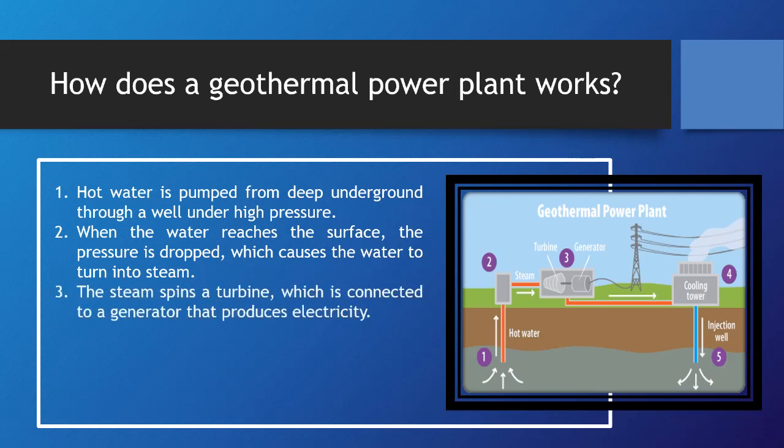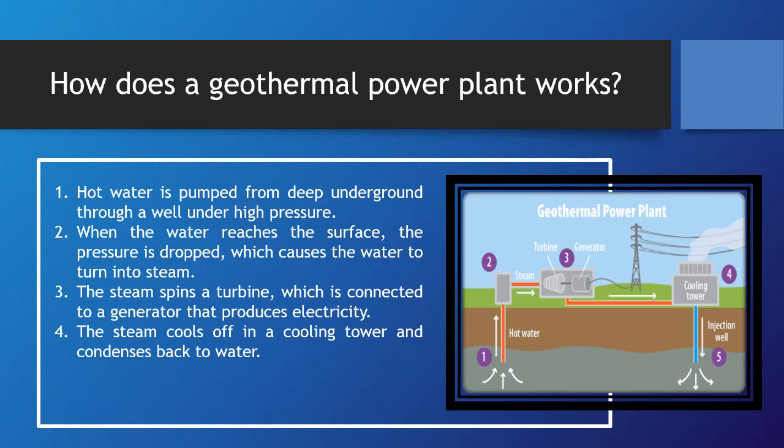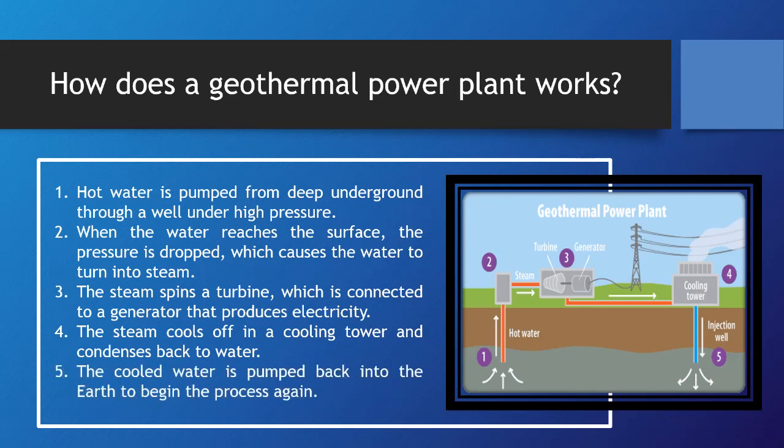The third step is that the steam spins a turbine, which is connected to a generator that produces the electricity. So it is the steam that makes the turbine move. Then it will convert the mechanical energy to electricity with the help of the generator. Fourth step, the steam cools off in a cooling tower and condenses back to water. And the fifth step, the cold water is pumped back into the earth to begin the process again. And then the cycle continues once again.